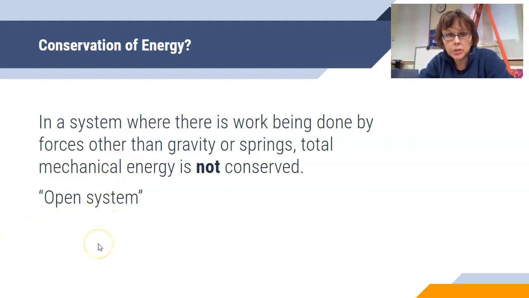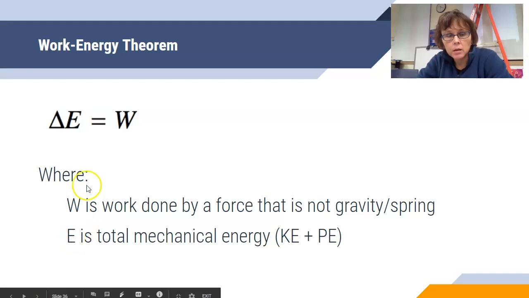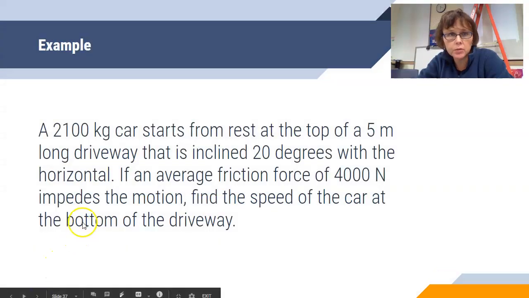Okay, now our last example is the example of an open system, where work is done by forces other than gravity or springs, and the total mechanical energy is not conserved. That's the simplified work-energy theorem for that case, but we can use our general equation as well. Let's look at this example.